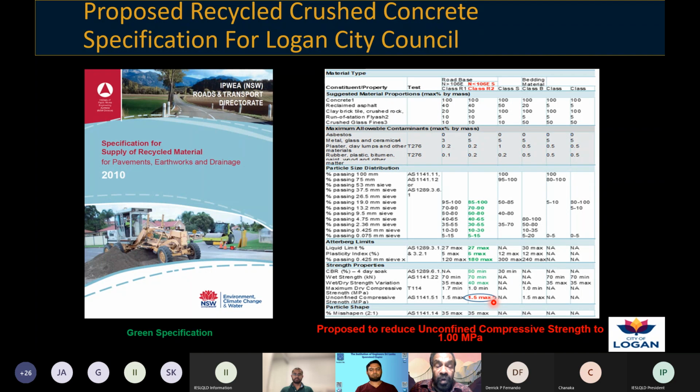This is too high. If you have a 1.5 megapascal unconfined compression test value, that means this material behaves in the semi-rigid category. If it is less than 1, it will behave as a granular material. Because we are treating this as a granular material, I suggest modifying this to 1 with amendments. If the UCS value is less than 1, it behaves as a granular material, and the pavement will have fewer cracks or will not be prone to cracking.